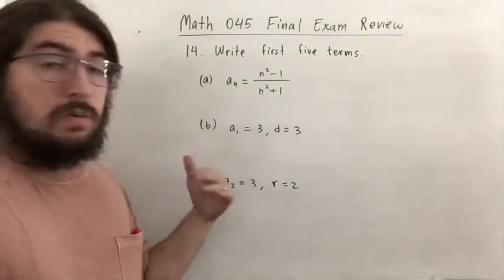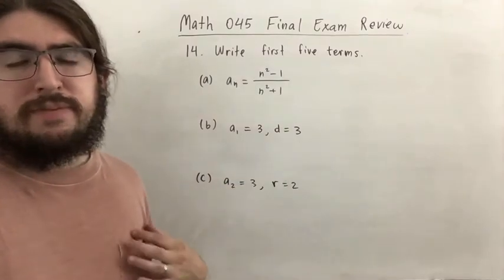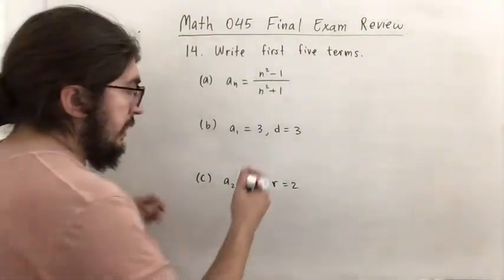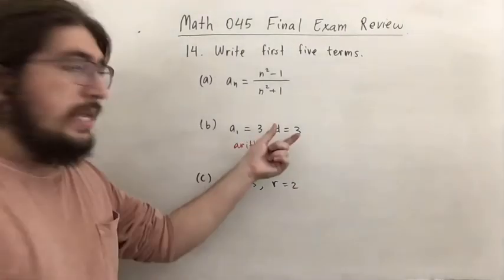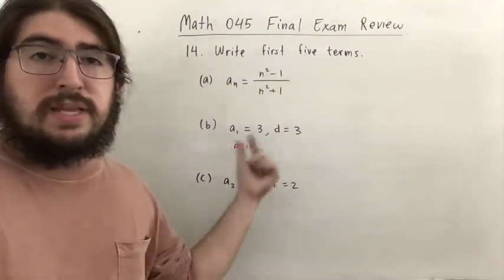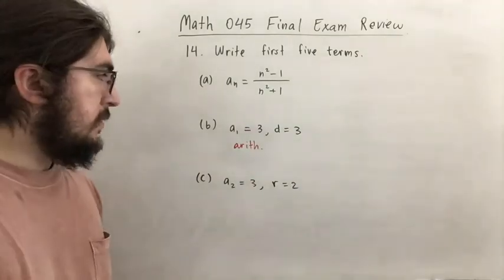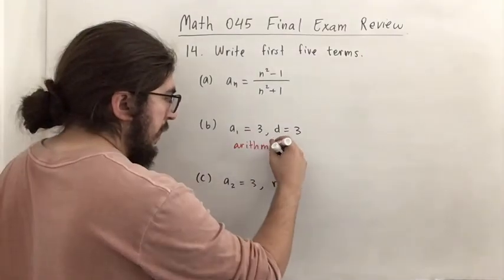B, we're given a1, which is the first term, and d, which is the common difference. So here, b is actually assumed to be an arithmetic sequence. So you add 3 to the first term to get the second term, and repeat that addition of 3 to get all the subsequent terms. So it's arithmetic. Let me write it out completely.